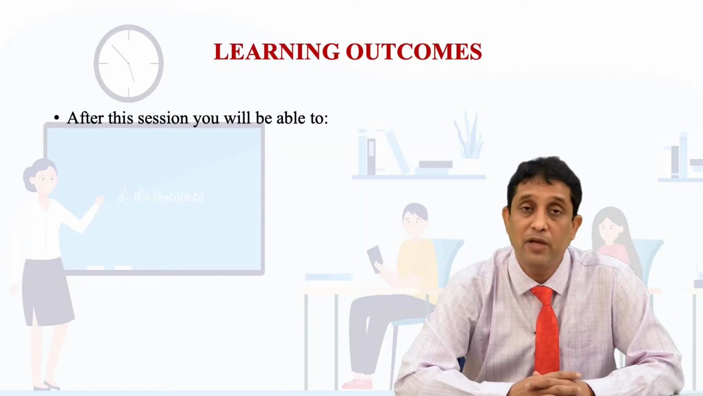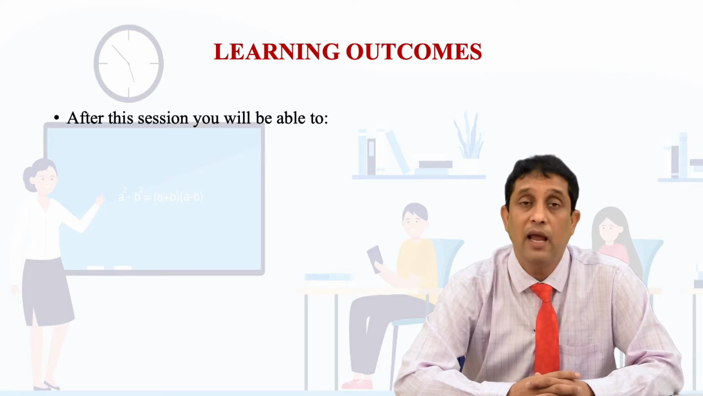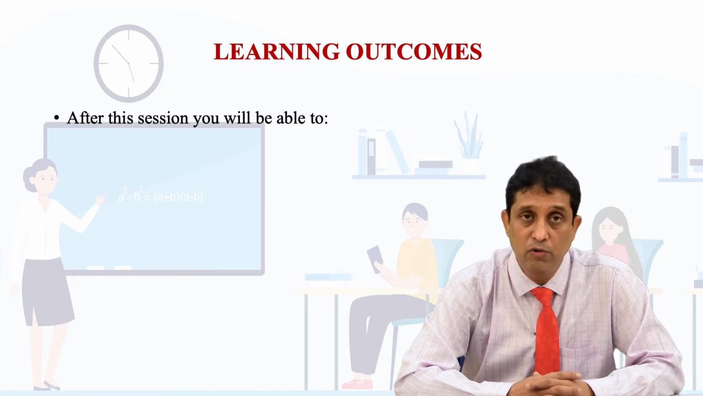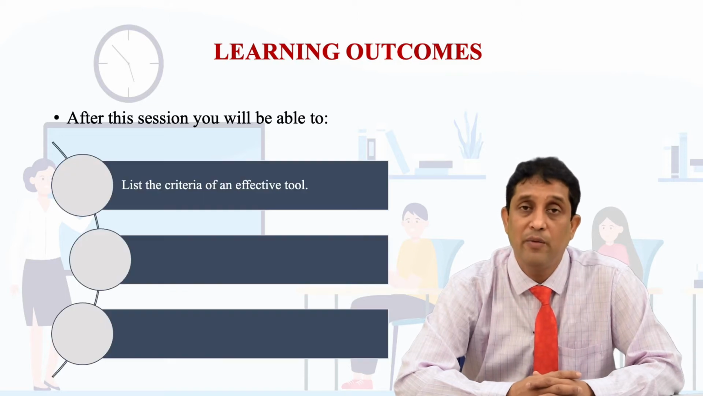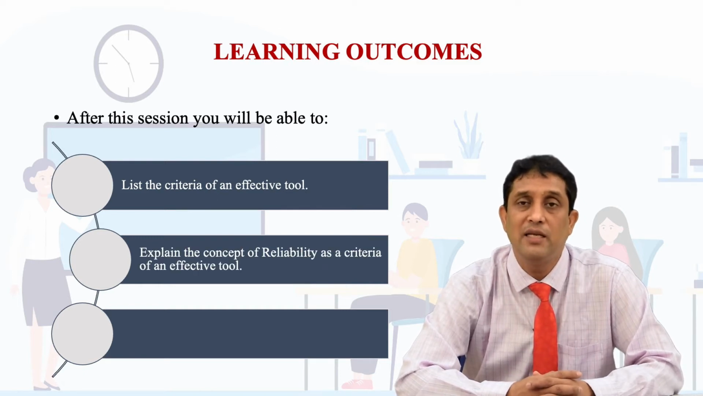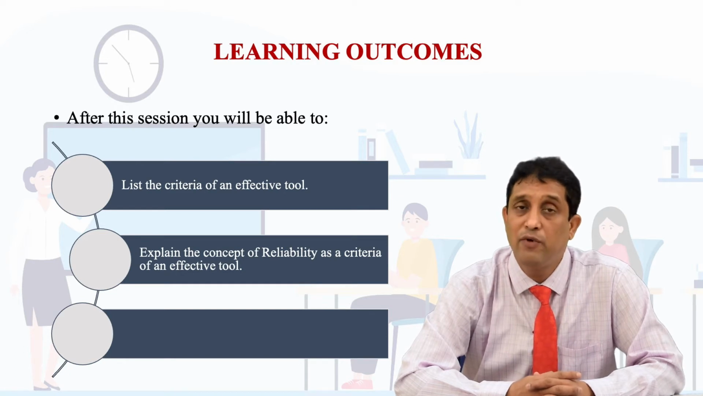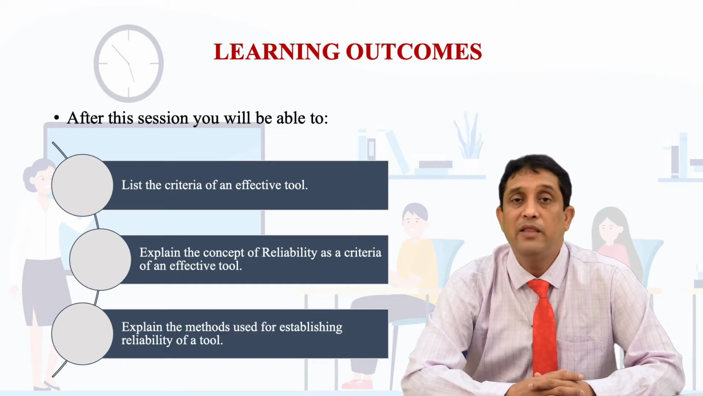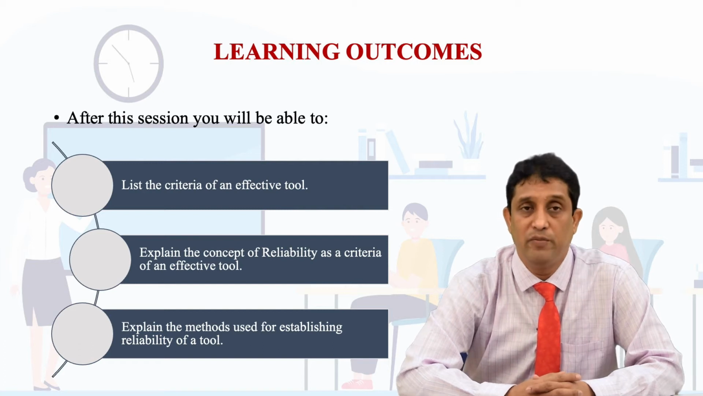So friends, let us go forward to know what the learning outcomes from this video lesson are. After going through this video lesson and, at the same time, part E content of your module 6, that is criteria of an effective tool, you will be able to list the criteria of an effective tool. What are the different criteria you will be able to list? You will be able to explain the concept of reliability as a criteria of an effective tool, and further you will be able to explain the methods used for establishing reliability of a tool.